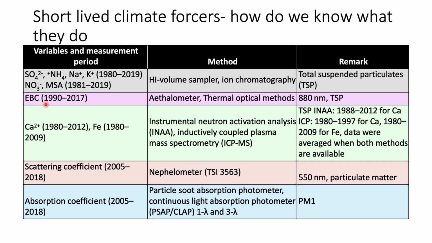And elemental black carbon was measured from 1990 to 2017, through the aethalometer and thermal optical methods, at 880 nanometers, and total suspended particles are also present here. For calcium ion and iron, instrumental neutron activation analysis and inductively coupled plasma mass spectrometry are the two methods by which we can measure or detect these ions. And here are some of the data that is given. We can also study the scattering coefficient and absorption coefficient. These are all the various methods that have been used by scientists in understanding the effect of short-lived climate forcers on climate change.